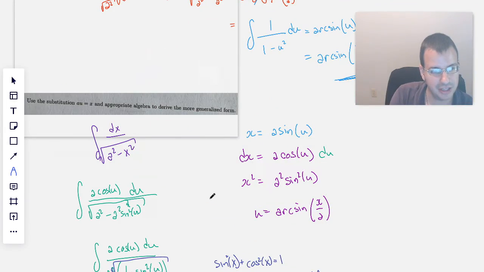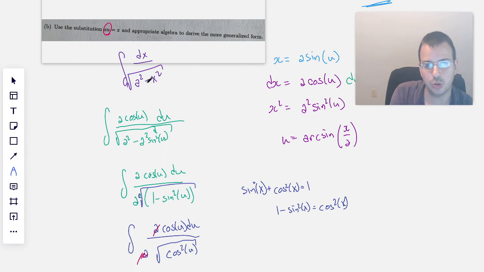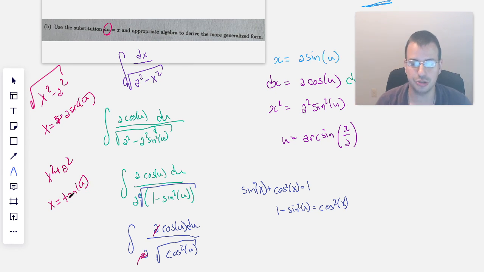So I did it a little bit differently than they told us to, because instead of saying x equals au, I said x equals a sine of u. And that's because whenever you see the form a squared minus x squared, you can use this trick. If you see x squared minus a squared, square rooted, then you say that x equals a secant of u. And if you have x squared plus a squared, then you can say x equals a tangent of u, and you have a similar process that goes through this.